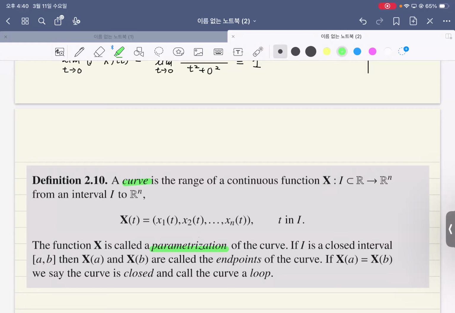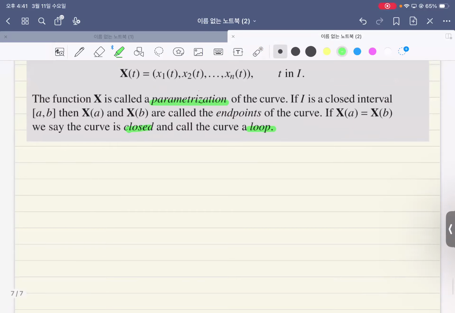And the curve clearly means the range of the function. So the image of the function is the curve, and the function itself is the parametrization. Okay? And well, x(a) and x(b). If the domain of the function is a closed interval with endpoints a and b, we say these two points x(a) and x(b) are the endpoints of the curve. And if those two endpoints agree, then we say this is a closed curve or a loop.